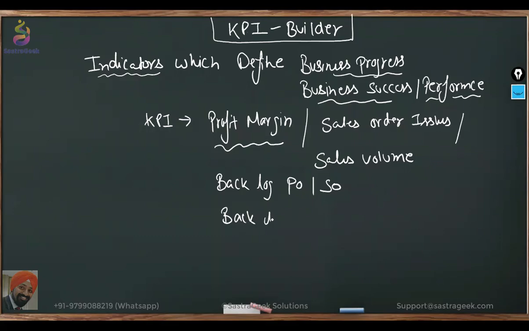Your backlog production orders can also be a KPI. The production orders which you were supposed to complete in the previous week, but have still not been completed, that can be a KPI. So there are multiple different kinds of KPIs. And whenever the discussion comes to KPIs, it's always business specific.